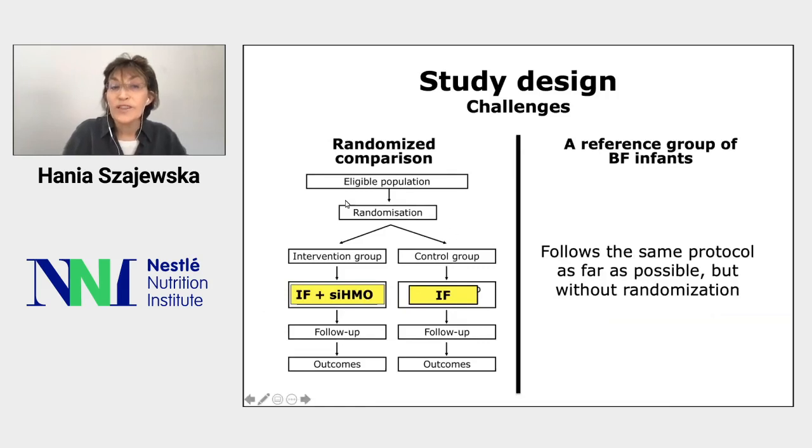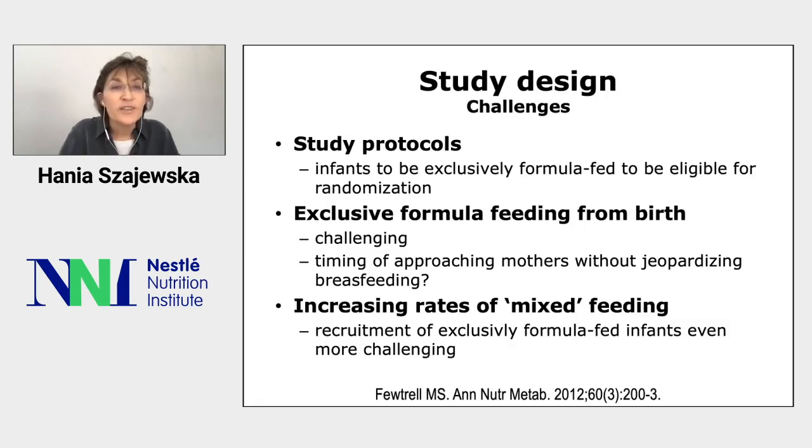So what we do have is a randomized comparison of infant formula supplemented with any novel modification, like a structure identical to HMO, compared to unsupplemented formula. And very often we have a reference group of breastfed infants who follow the same protocol as far as possible, but without randomization. But there are many challenges. Study protocols often require that infants be exclusively formula-fed to be eligible for randomization. But exclusive formula feeding from birth is challenging, and we also have problems with the timing of approaching mothers without jeopardizing breastfeeding, because really breastfeeding, I will repeat again, is best.